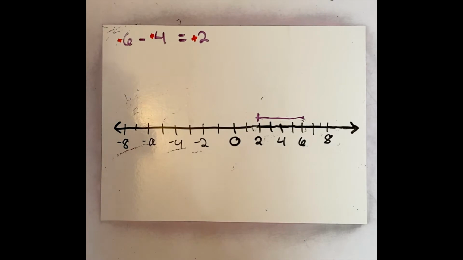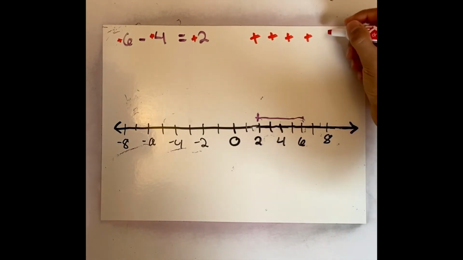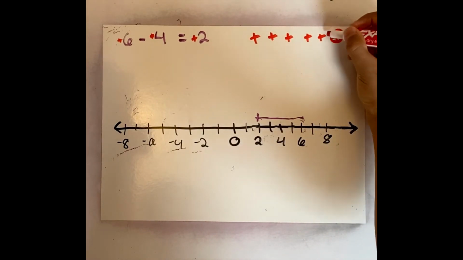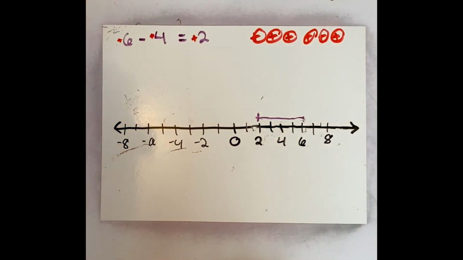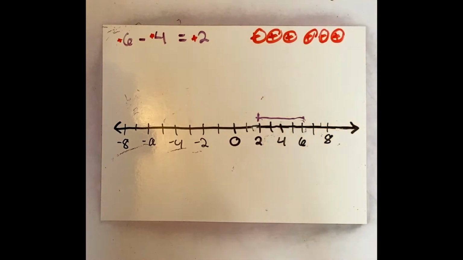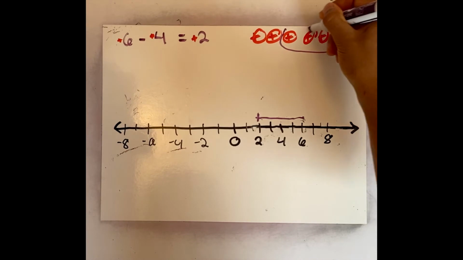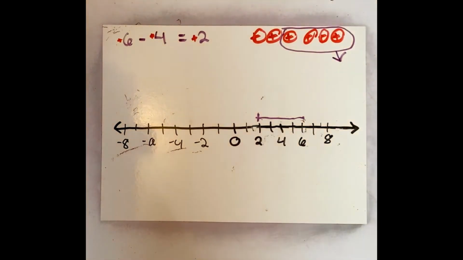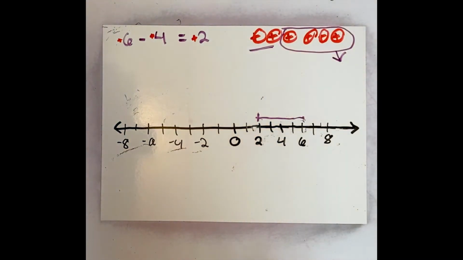And we can quickly demonstrate this with counters. So if we have 6 positive counters, and we take away 4 of them, because a subtraction is the same as saying taking away. So I'm going to group these. Here we have 4, and take them away. Now we're left with 2 positive counters.